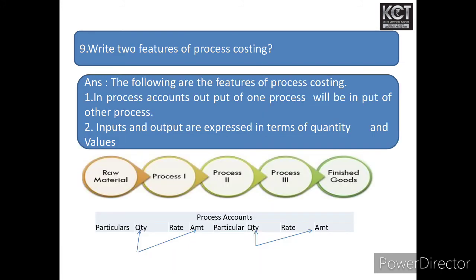Ninth one, write 2 features of process costing. The following are the features of process costing. First one is, in process accounts, output of one process will be the input of other processes. Second one is, inputs and outputs are expressed in terms of quantity and values.